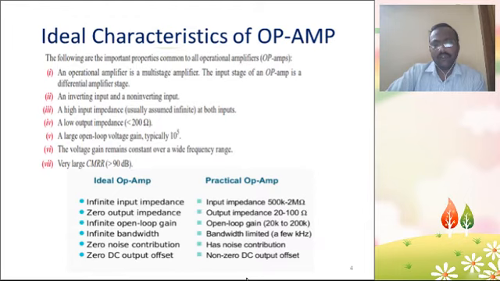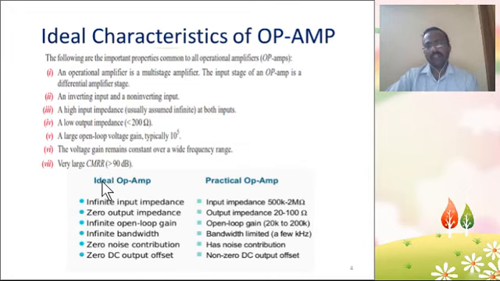A large open loop voltage gain, typically 10 to the power 5. The voltage gain remains constant over a wide range of frequency. It has very large CMRR, greater than 90 decibels. CMRR means common mode rejection ratio. This is a very important characteristic of the operational amplifier.